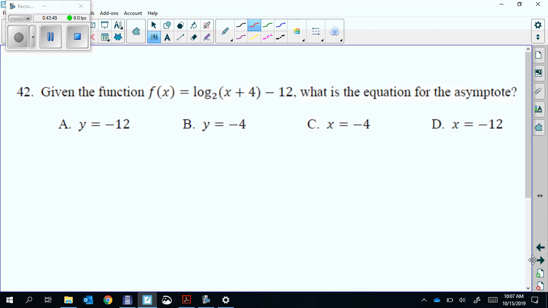So 42, logs have vertical asymptotes because the graphs look like that. The vertical asymptotes are based off of the horizontal shift. The horizontal shift on this one is to -4, left 4. So this line right here has got to be at -4. But since it is a vertical asymptote, it's an x equals, so it is C.